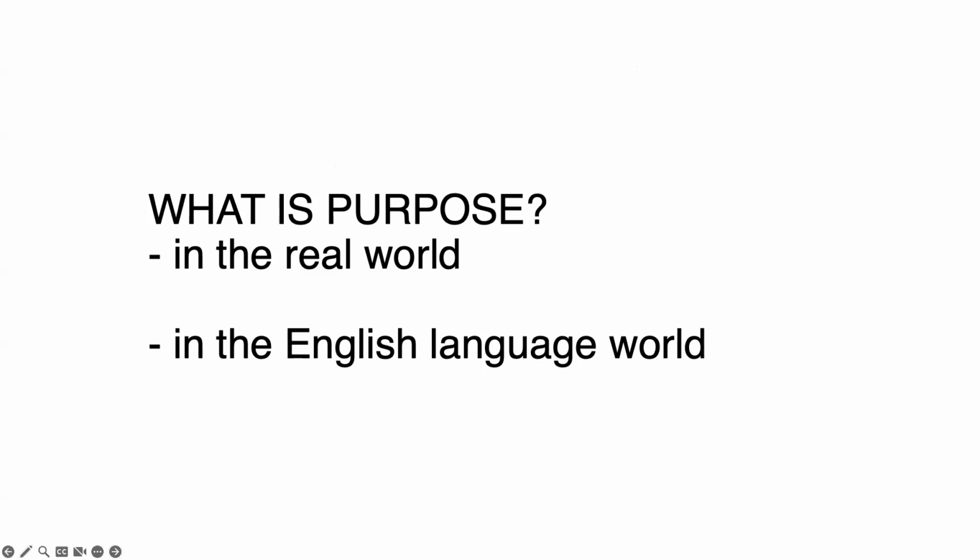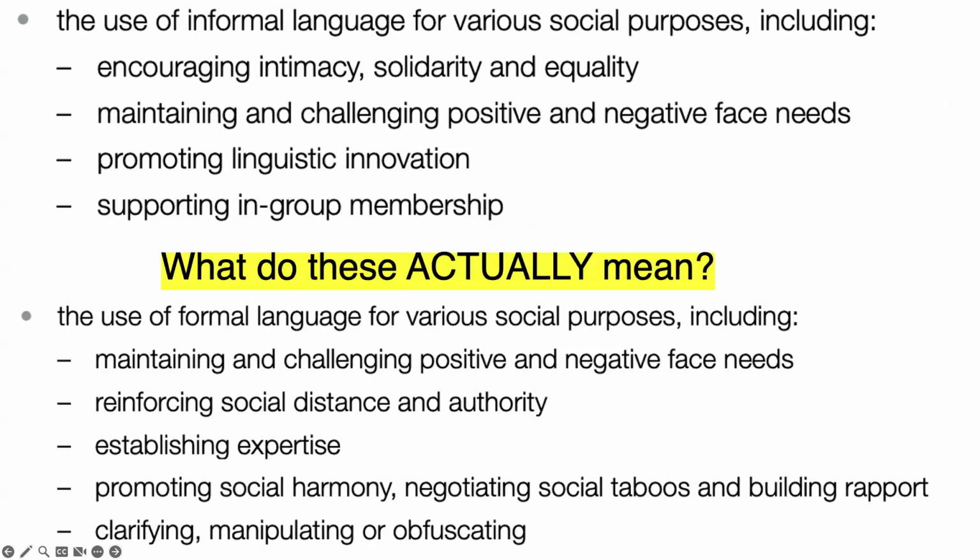But anyhow, in the English language world, purpose just means reasoning for communication. And we need to define that reasoning by specific words in our writing. These are the specific words that we think about when it comes to this reasoning. So, first of all, the use of informal language for various social purposes might include, as it says, encouraging intimacy. So, what does that mean? Coming closer to people, encouraging people to close social distance between one another, build trust, build affinity to one another, right?